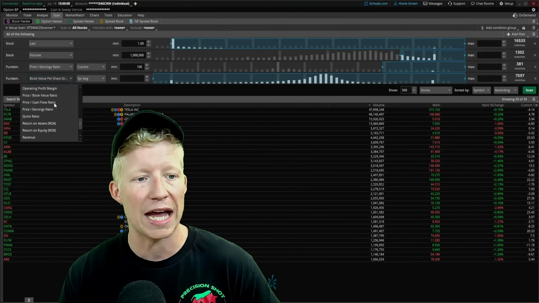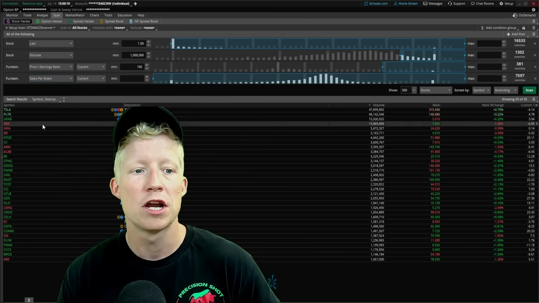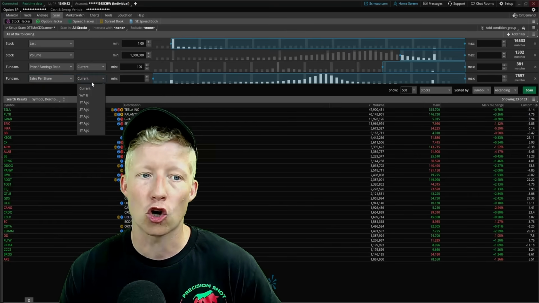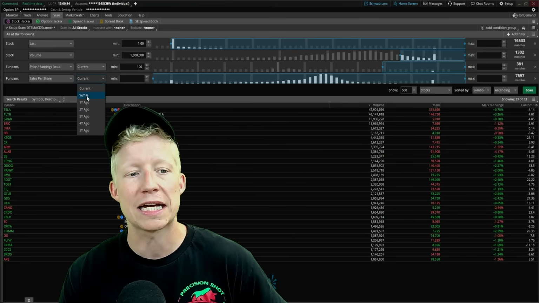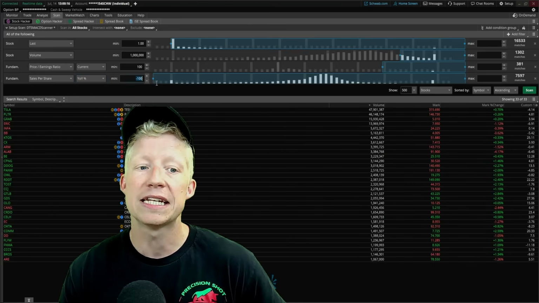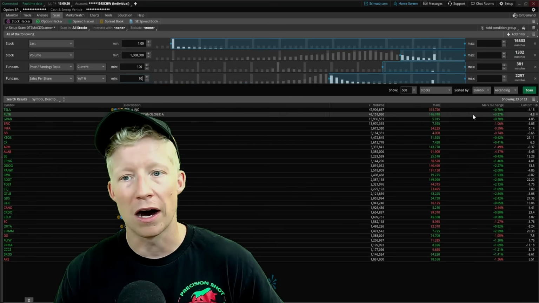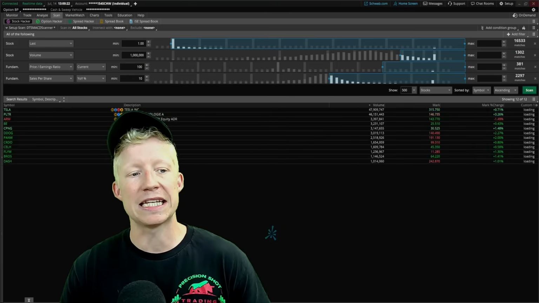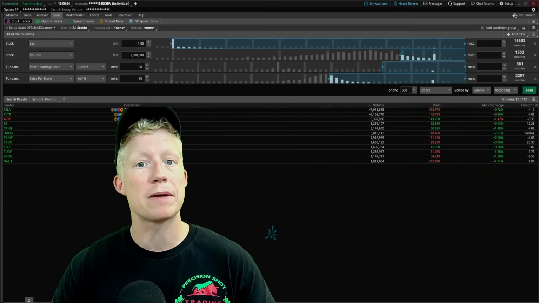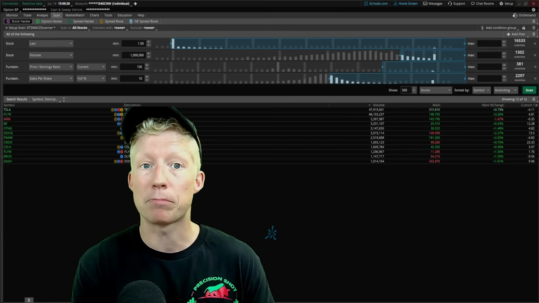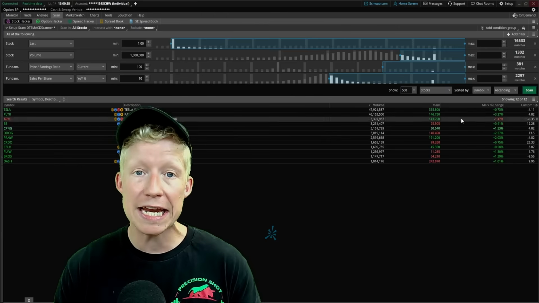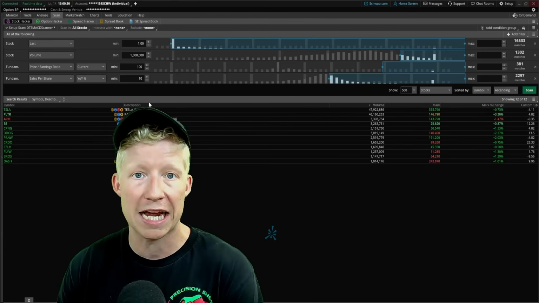This time I'm going to look at the sales per share. And instead of just the current sales per share, I'm going to look at the year over year percent difference in the sales per share. And I'm going to set this to a minimum of 10, meaning that the sales per share, so the amount of money that the company makes per available share, is increasing year over year by at least 10%.